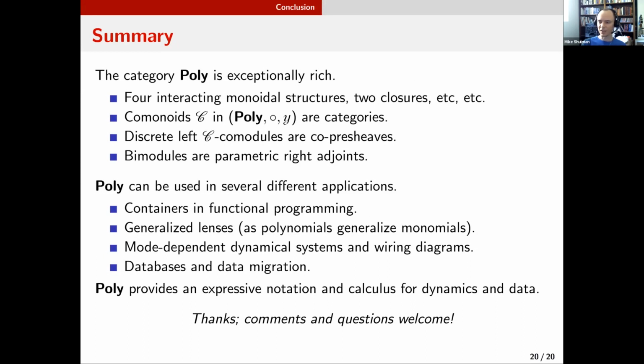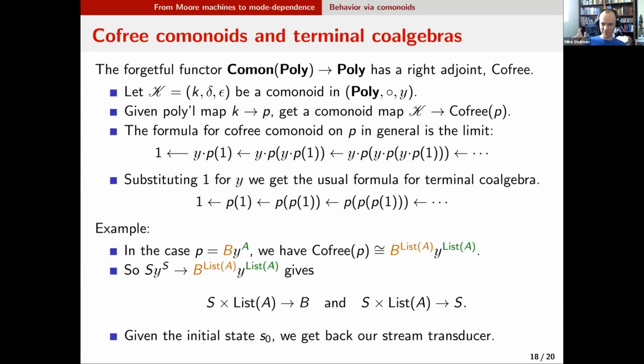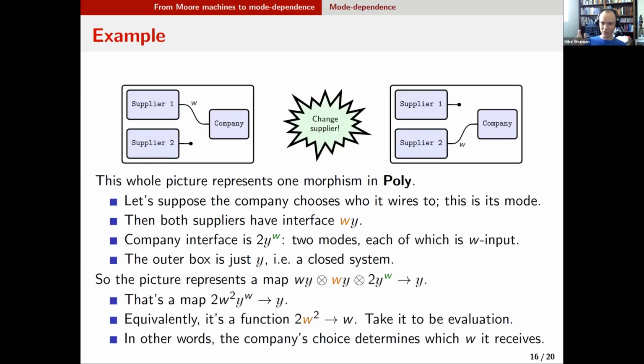I have a question. In your example of mode-dependent dynamical systems, you said that this involves moving away from monomials, but I looked at this slide and all the polynomials I see are monomials. That's true, right? That is true.